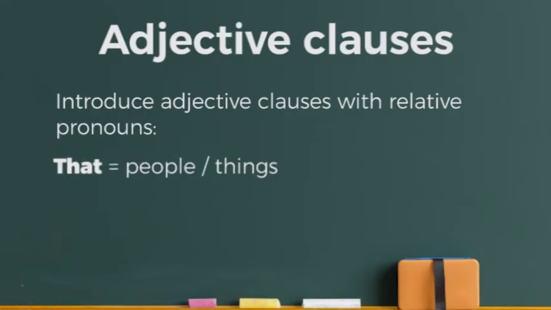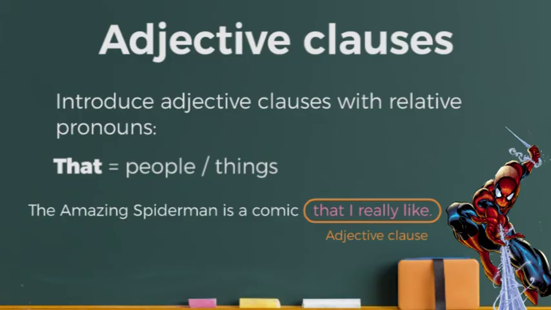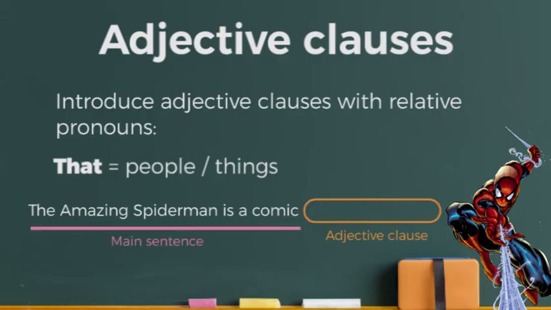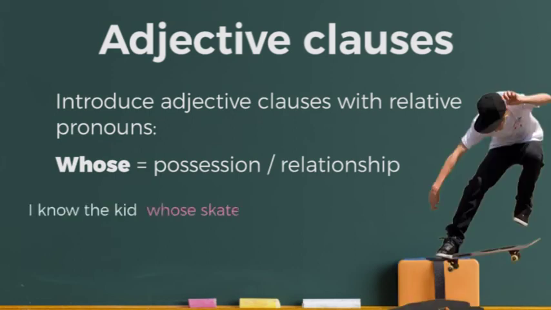In the next example, the main sentence is "The Amazing Spider-Man is a comic." And then we define what comic we are talking about by using the adjective clause "that I really like." Now remember, we could also use the relative pronoun which, so we can say "The Amazing Spider-Man is a comic which I really like."